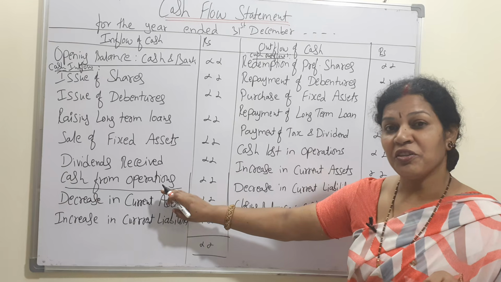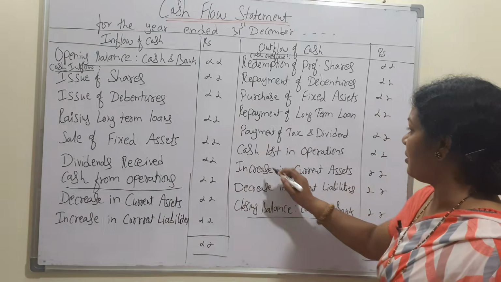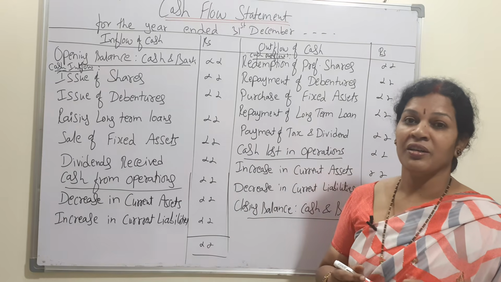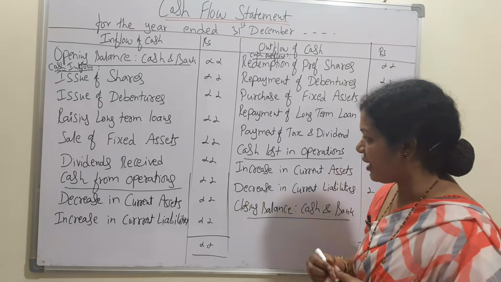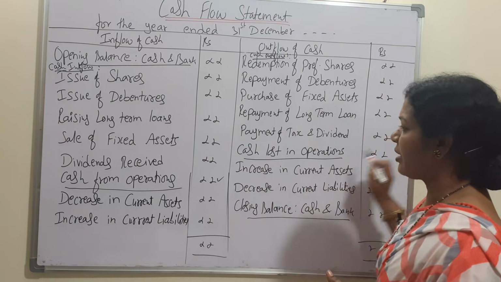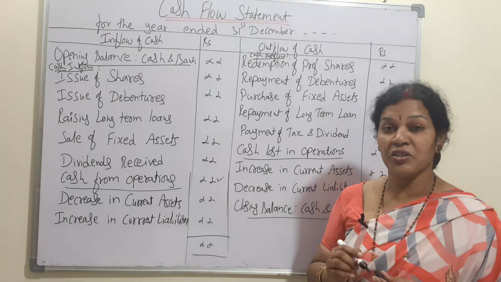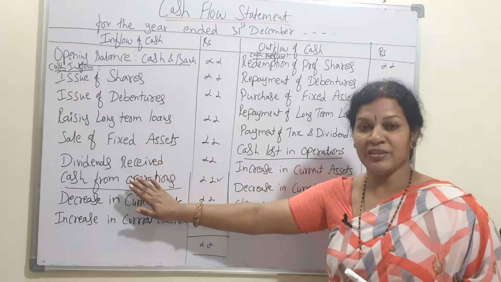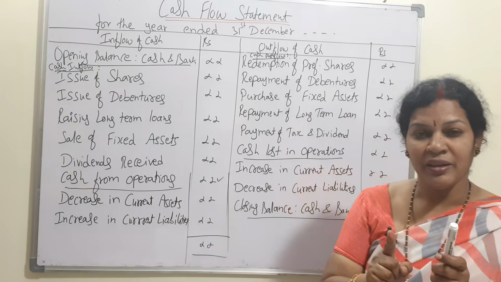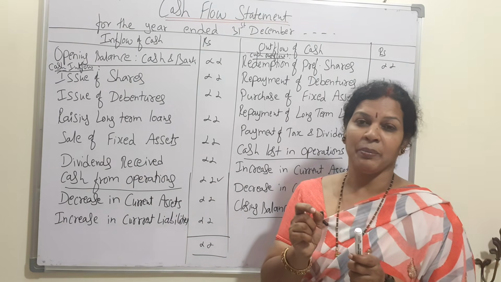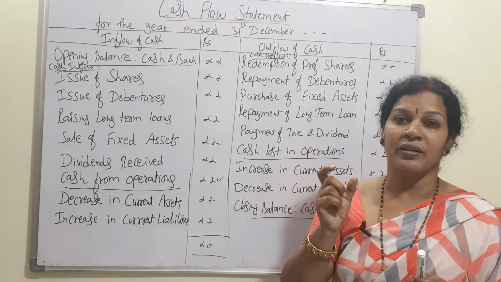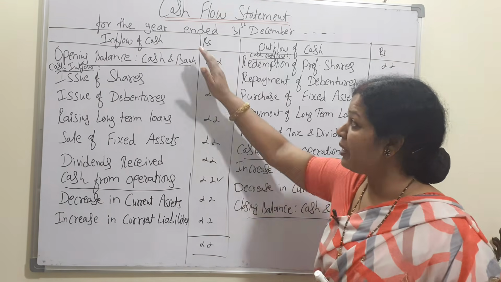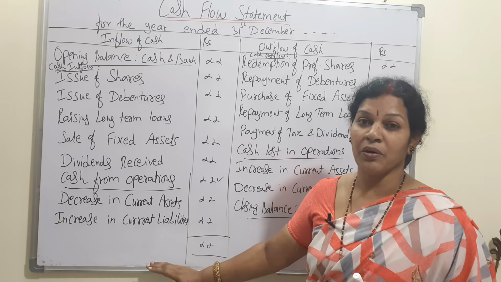If you get cash lost in operation, it's here. Cash lost in operation, this is outflow. You will get either this or this. Cash from operations or cash lost in operations, any one you will get. Next, apart from this cash inflows, remember the effect of working capital, the effect of current assets and current liabilities, whether it's increasing or decreasing, that we are going to consider into the inflow of cash.